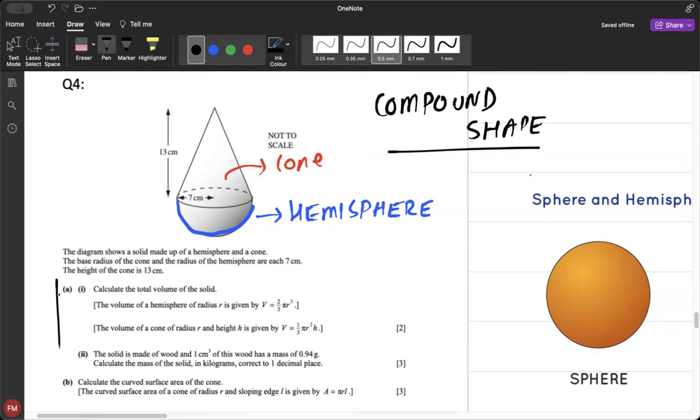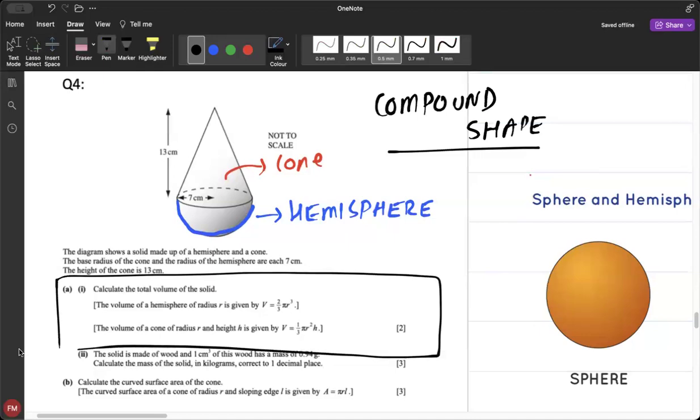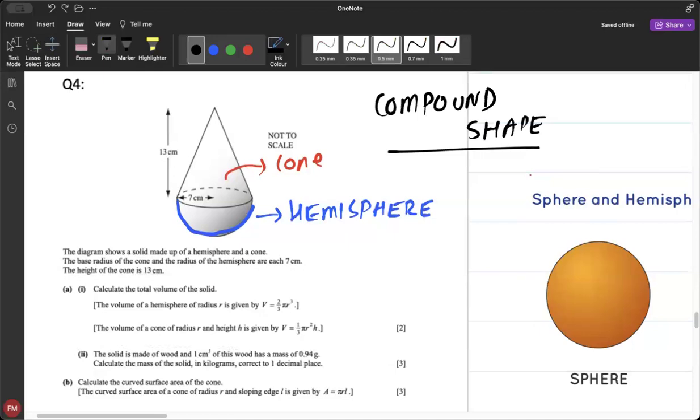So the first part of the question says, calculate the total volume. You see what's happening? When it comes to the total volume, that means you'll first figure out the volume of the cone, you'll figure out the volume of the hemisphere, and then add this up. So let's do it individually.